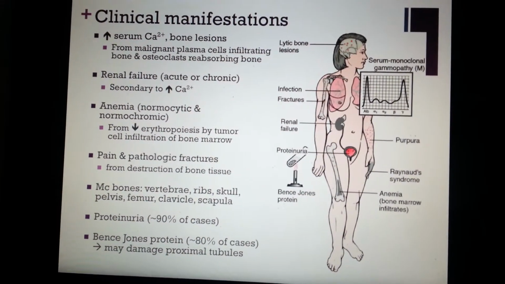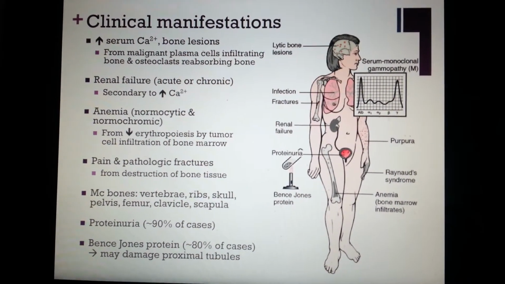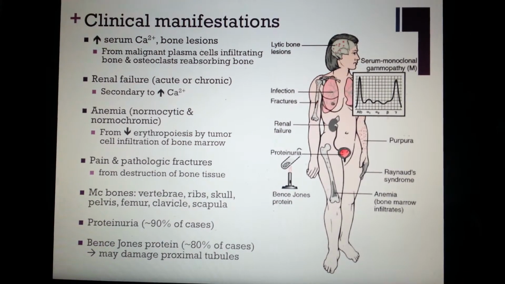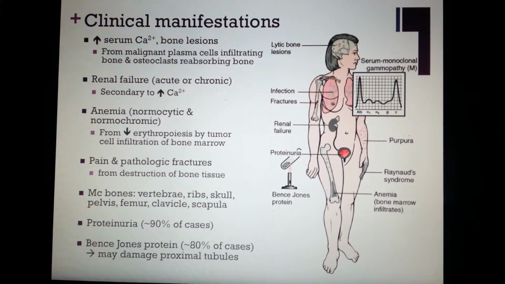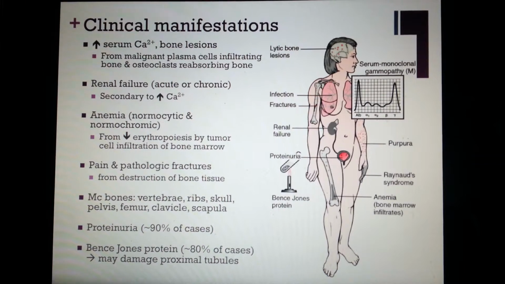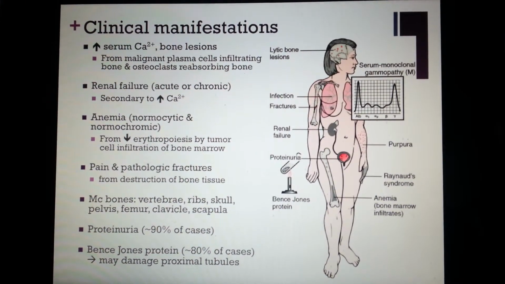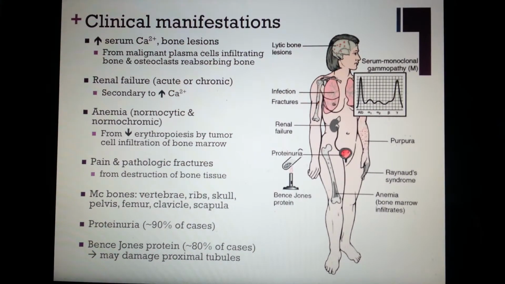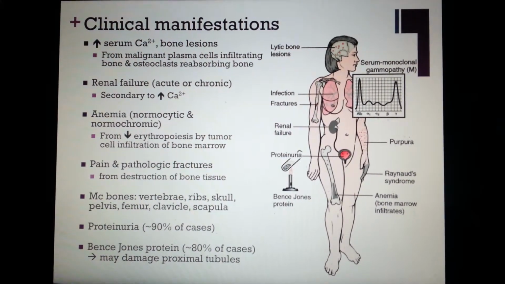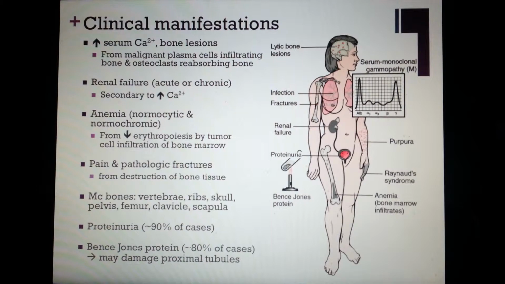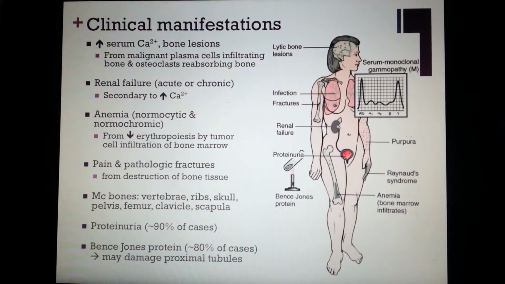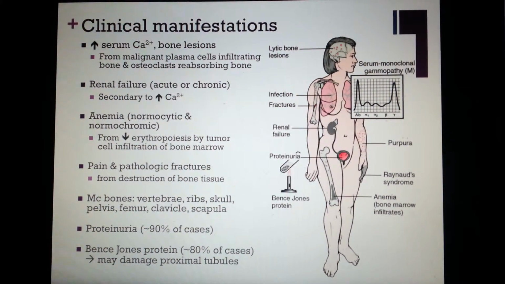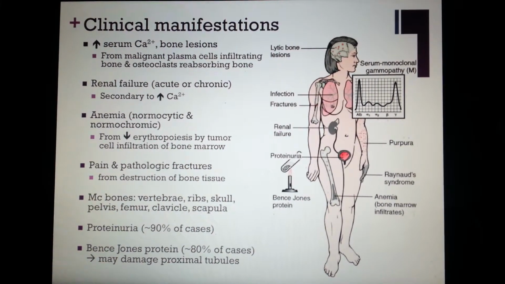Anemia can be normocytic and normochromic, which is usually caused by a decrease in erythropoiesis from tumor cell infiltration of the bone marrow. You usually feel pain and pathologic fractures because the bone tissue is being destroyed. It most commonly occurs in the vertebrae, the ribs, the skull, pelvis, femur, clavicle, and scapula. In about 90% of cases, we see proteinuria, and in about 80% of cases, we see the Bence-Jones protein, which again may damage the renal tubules.